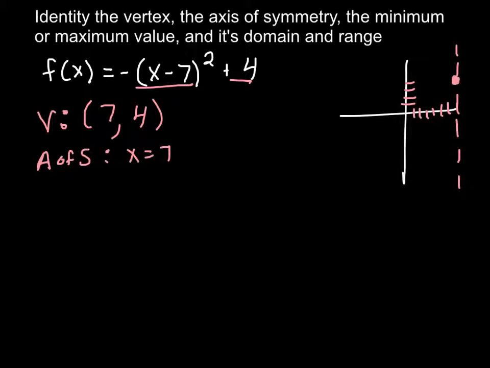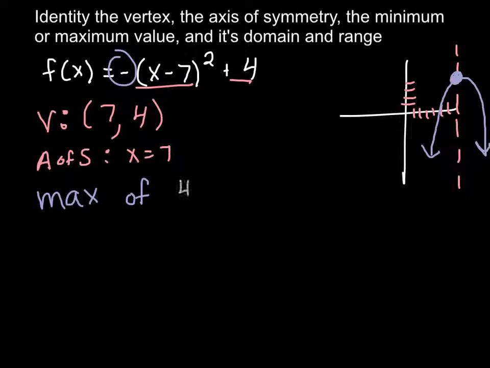Moving on. Minimum or maximum. So we have to continue to graph this. Right here I have a negative. Negative means sad face, so my graph is going to look like this. So when I look at that point, is that the top or the bottom? Since it's the top, I have a maximum value of 4 because the maximum is the y value.